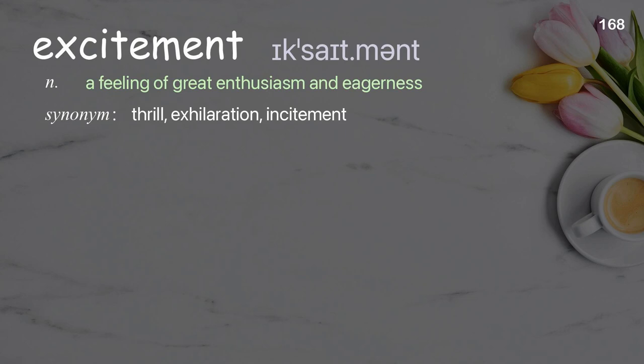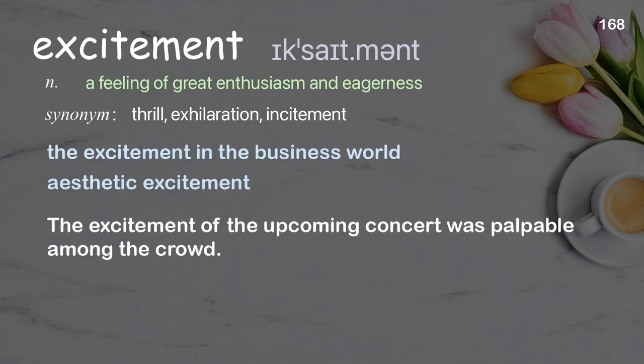Excitement. A feeling of great enthusiasm and eagerness. Examples. The excitement in the business world. Aesthetic excitement. The excitement of the upcoming concert was palpable among the crowd.